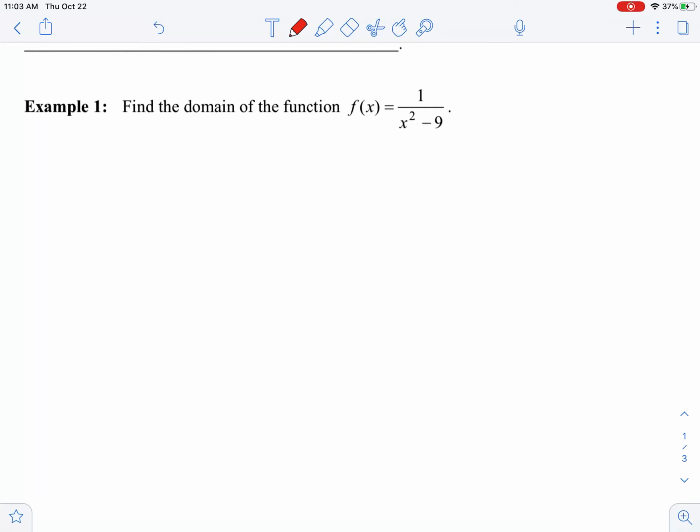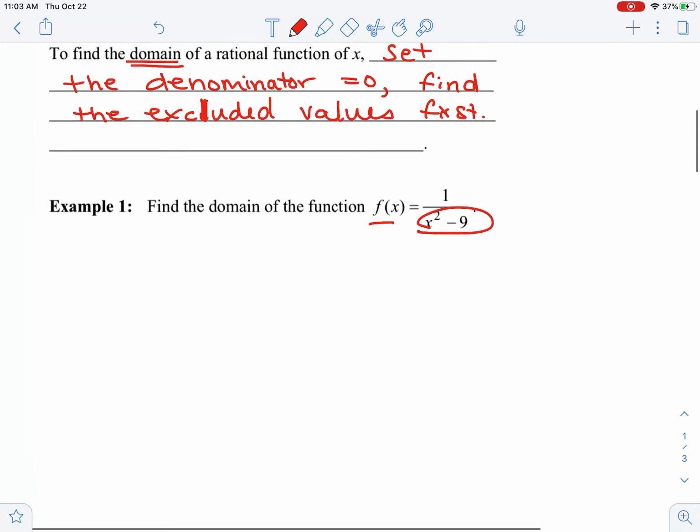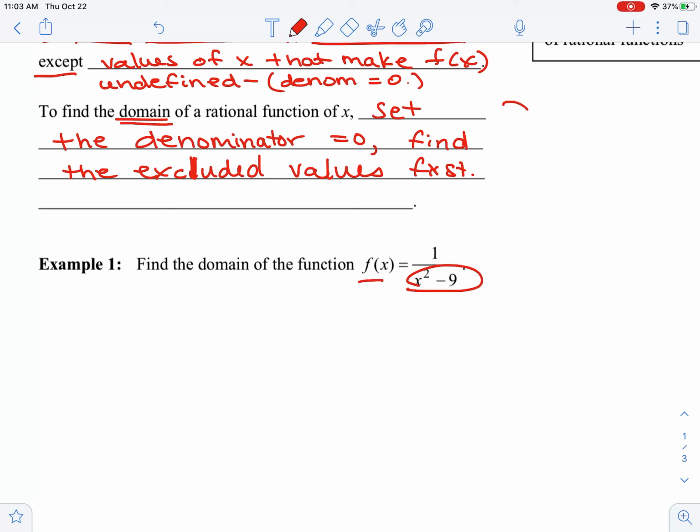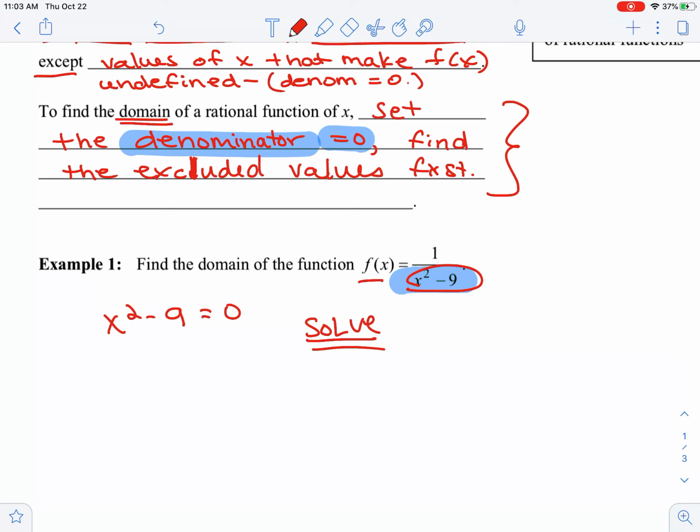So this is example 1. It says find the domain of the function f of x equals 1 over x squared minus 9. So going back up here, to find the domain, we're going to set the denominator equal to 0. So we're literally going to take this denominator, which is x squared minus 9, and we're going to set it equal to 0. We're going to solve this equation because I want to know what values for x would make the function on the denominator equal 0, which would give it an undefined value.